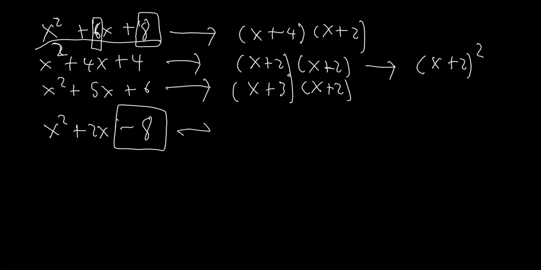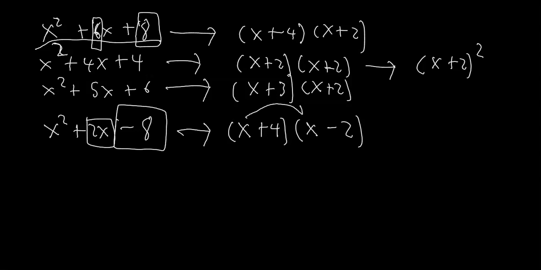Alright, did you get 4 and 2? Sorry, 4 and negative 2? Because that's the answer. Because 4 times negative 2 equals negative 8, and then 4 plus negative 2 equals 2, right here. So, and we can prove this equals x squared plus 2x minus 8 when we multiply it out again. So go here, go here, go here, and go here.